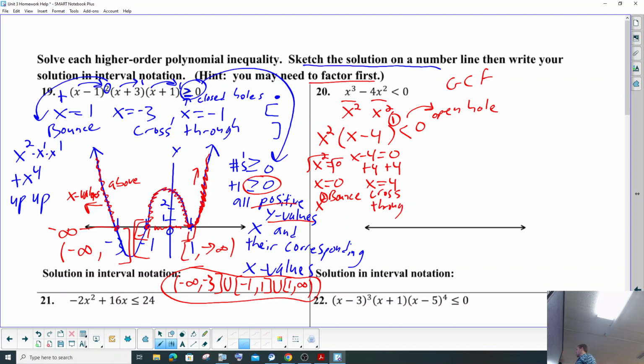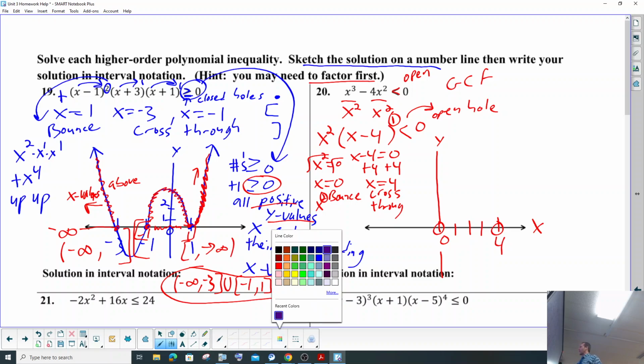Okay, so let's go ahead and put a 0 here. Y-axis, x-axis. 1, 2, 3, 4. Uh-oh, it's less than or equal to. Less than or equal to means open hole. Means don't include it, right? Parentheses, no brackets. So open hole at 0, open hole at 4.